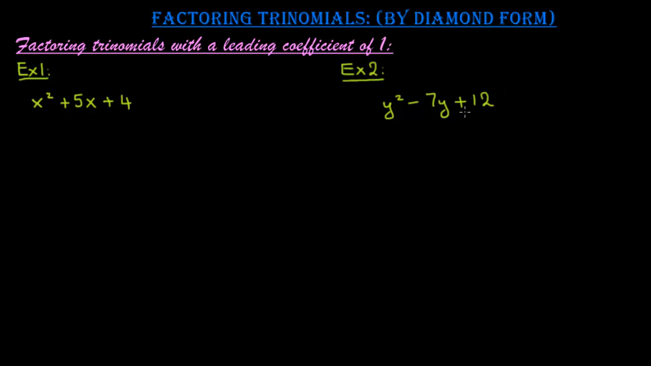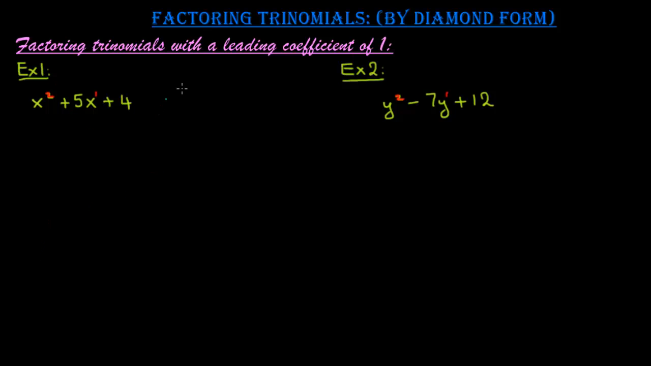But the special thing about this form is the power. As you see, you have x to the second power, x to the first power, and then a constant. Y to the second power, y to the first power, and then a constant. So anytime you see this form, we're going to factor it by the diamond form. Okay, so what is the diamond form? We will talk about that in the next couple of minutes.